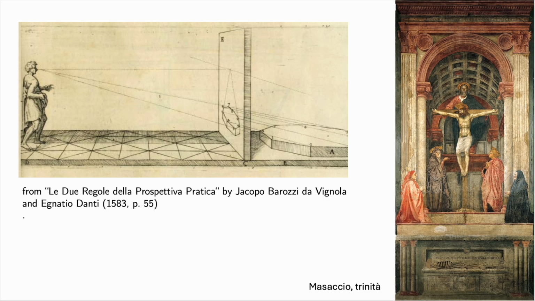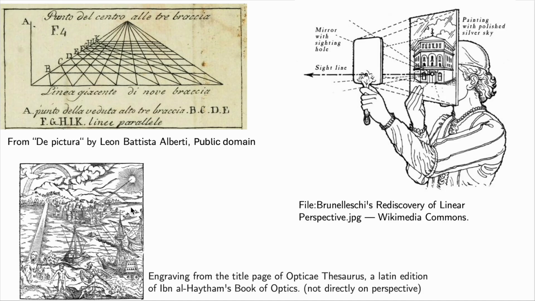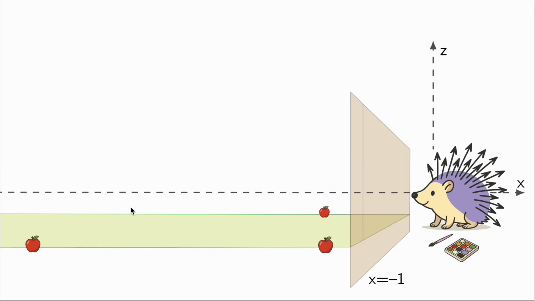People figured this out a few centuries ago, but it is now impossible to find out who was the first one. So let's say this cute little hedgehog is trying to draw on the canvas what he sees behind it. We will set the hedgehog's eyes, the place he sees from, as the origin of coordinates 0, 0, 0. Now the hedgehog is looking at this apple.